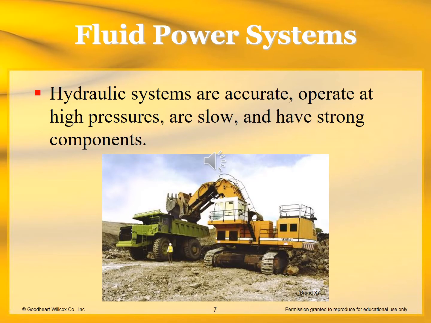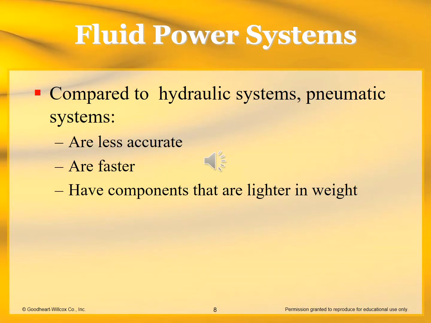I can't add much to this. Again, hydraulic systems are accurate. They're incompressible. They have high pressure. We used to have 10,000 psi when I was in aviation, but they're slow. But they are strong. They're like an ox compared to the thoroughbred of pneumatics. To reiterate, pneumatic systems are not as accurate because they're compressible, but they're faster, and they're lighter in weight because you're talking about air instead of oil.